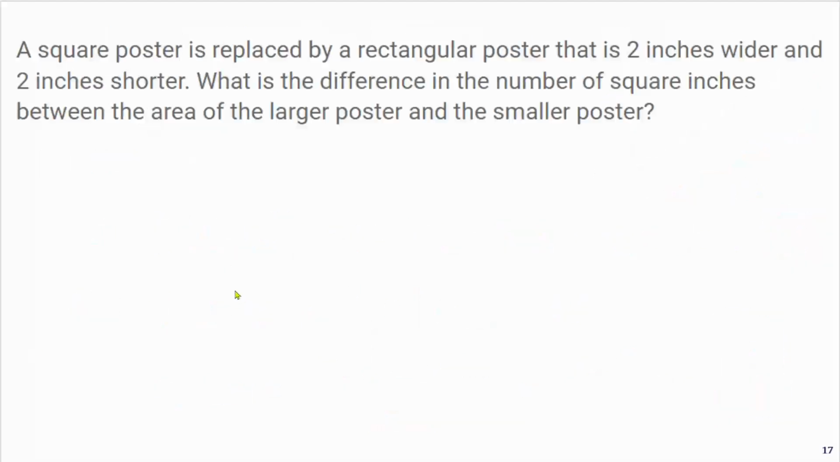A square poster is replaced by a rectangular poster that's 2 inches wider and 2 inches shorter. What is the difference in the number of square inches between the area of the larger poster and the smaller poster?